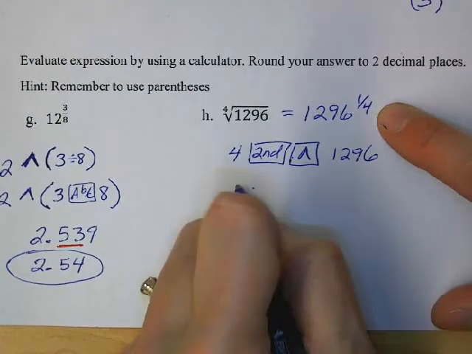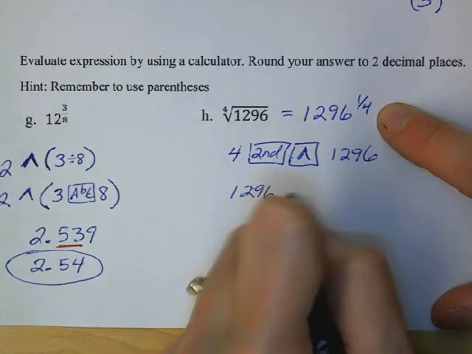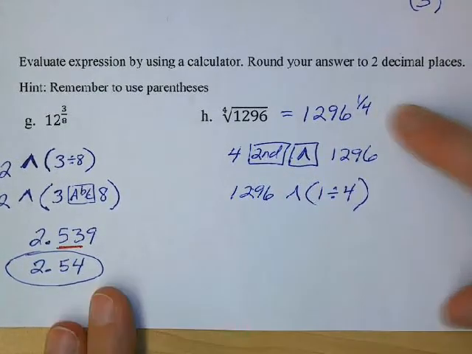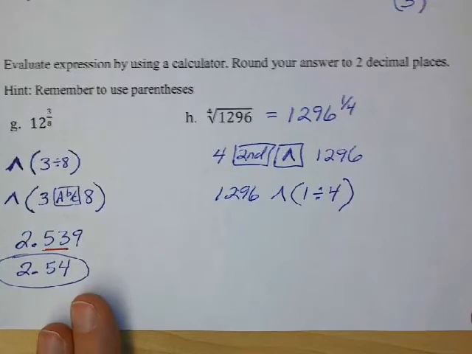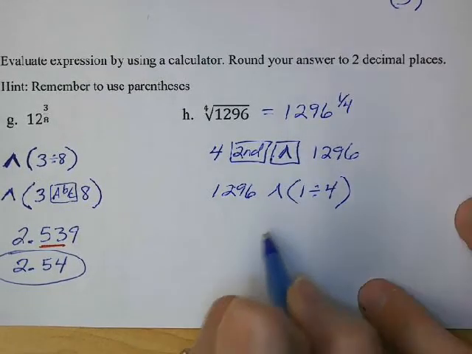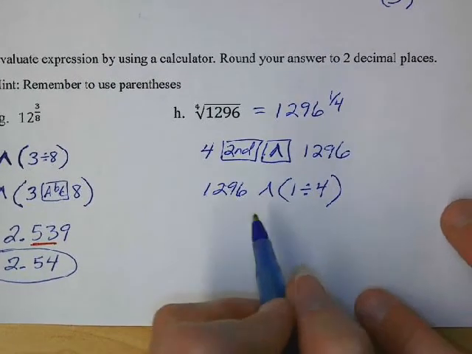You could do 1296 to the 1 divided by 4 power. You could do it that way too. It should give you the same answer either way. So I type in 1296 to the, I'll do it the second way, to the 1/4 power. You know what you get for this one? Did you try it?